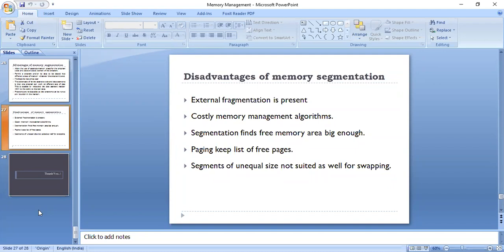Apart from this, we can say segmentation and paging both have their advantages and disadvantages. So we have another technique, segmentation with paging. In this we have combined the approach of both. Some computer systems combine the two approaches to avail the advantages of both approaches in a single system.